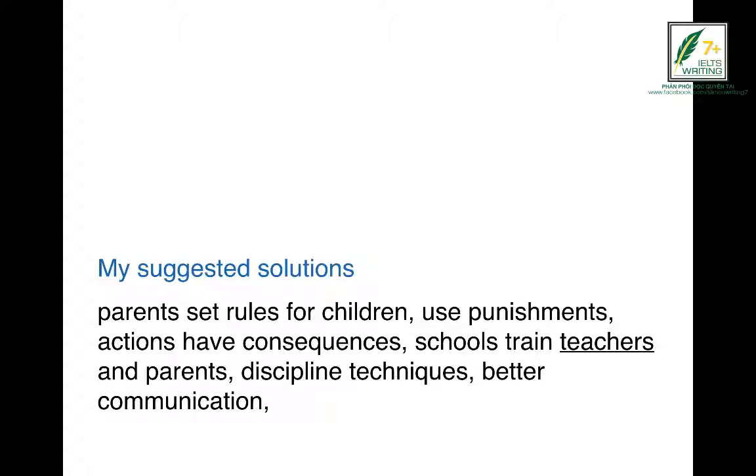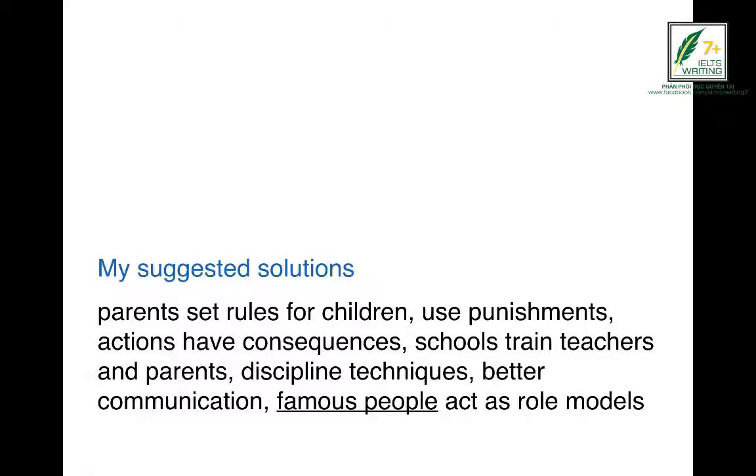The final people that we blamed were celebrities, famous people. So we'll have a solution for that problem. Famous people need to act as role models. Again, you can see the 3 groups of people that we blamed before, and we've got a solution for each one: the parents, the teachers, and the famous people.